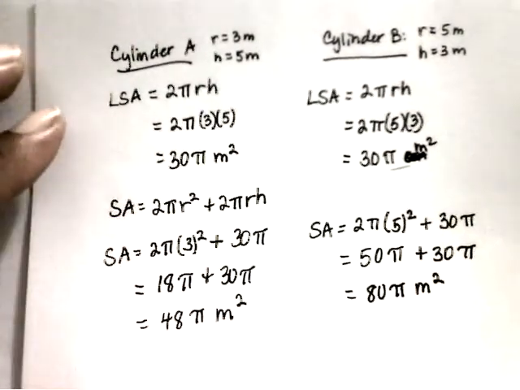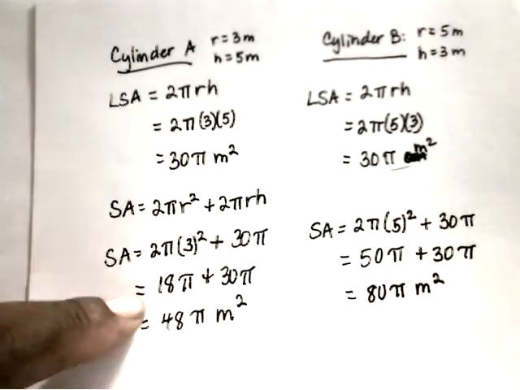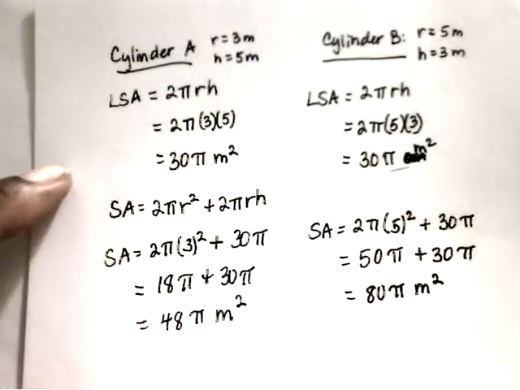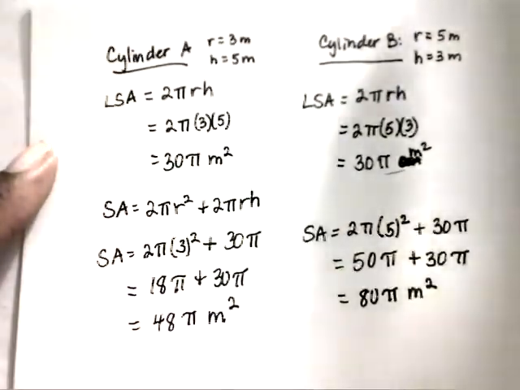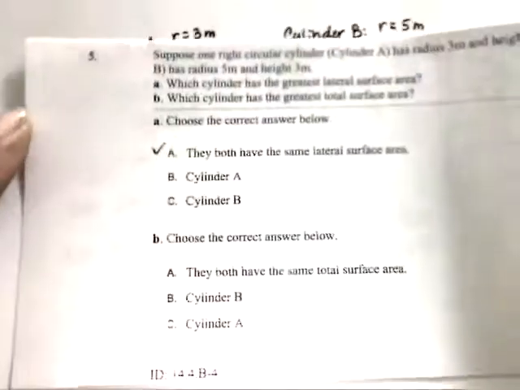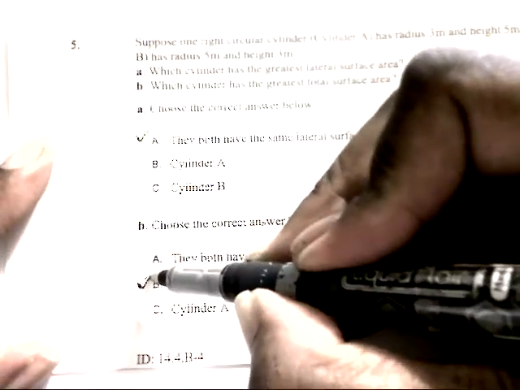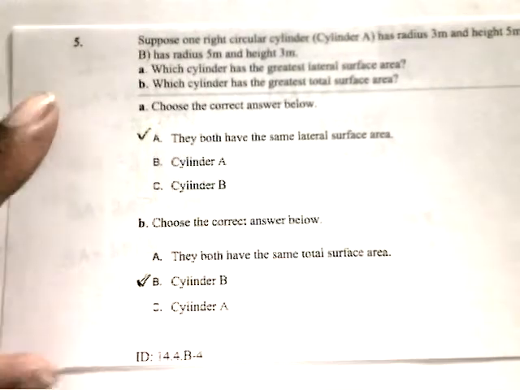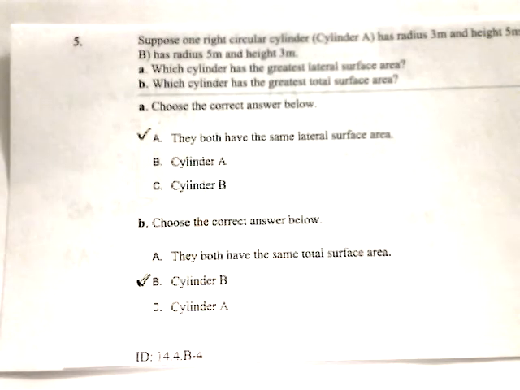Okay, now compare the total surface area for cylinder A with the total surface area of cylinder B. You can see here that cylinder B has a greater total surface area. Okay, so we would choose this answer. Okay, that one, cylinder B has the greater surface area than the total surface area in cylinder A. Okay, so that should assist you with some of the homework problems in section 14.4.